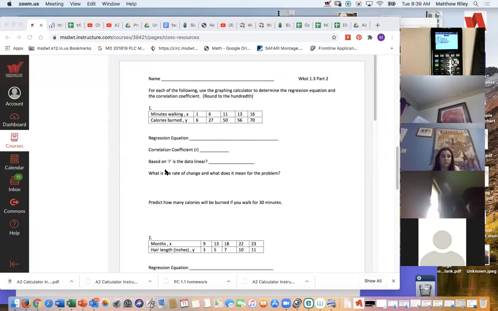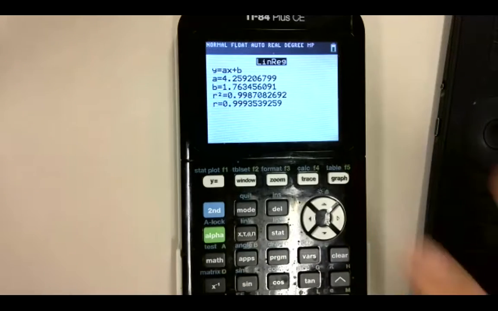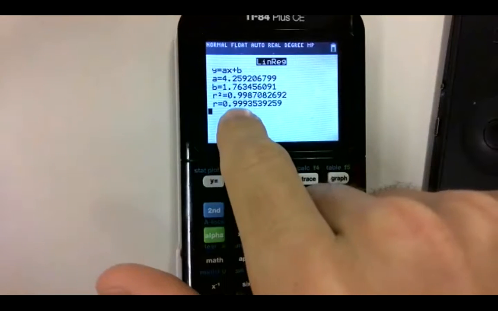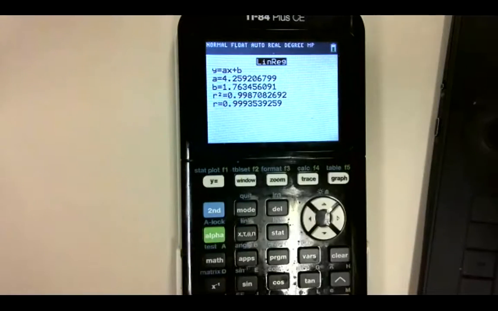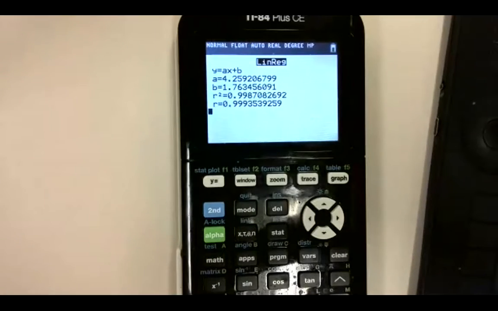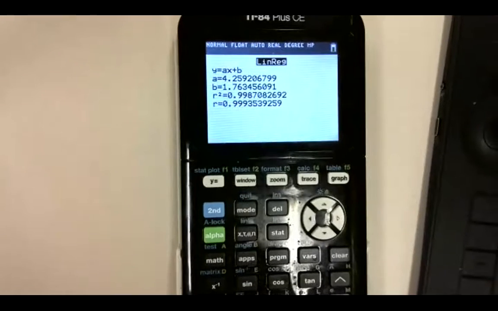So here's what we learned yesterday. Based on your R value being 0.999, is that data linear or not? Well, what do you think? Yeah, I see some people shaking their head. Yes, it is linear, and it's got a strong correlation. So again, I'm going to stop sharing there. What that means is if the R is above 0.6, that means it has a linear correlation. That means it's going to make a straight line.